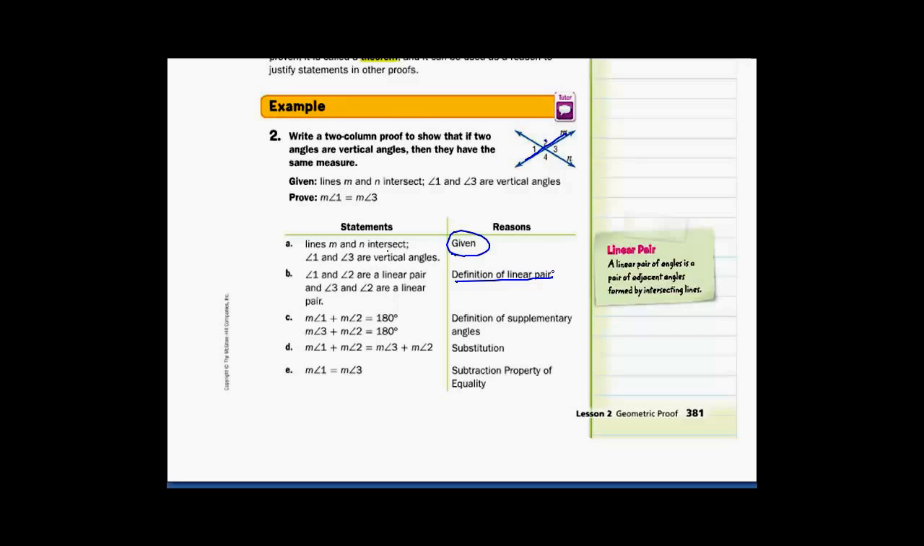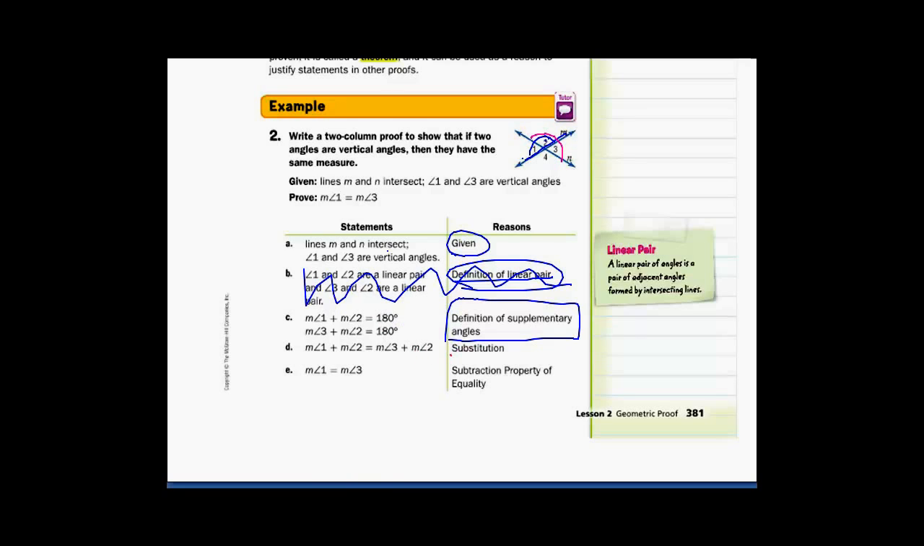Measure of angle 3 plus the measure of angle 2 equals 180. So that's the definition of supplementary angles, which again, to me, is the same as a linear pair. So if it were me, I probably wouldn't have written this one. I probably would have skipped right to this. I would say, okay, I know that 1 and 2 are supplementary. I know that 3 and 2 are supplementary. Therefore, 1 plus 2, so putting these together, is the same as 2 plus 3 because they both equal 180, right? We just proved that right here.